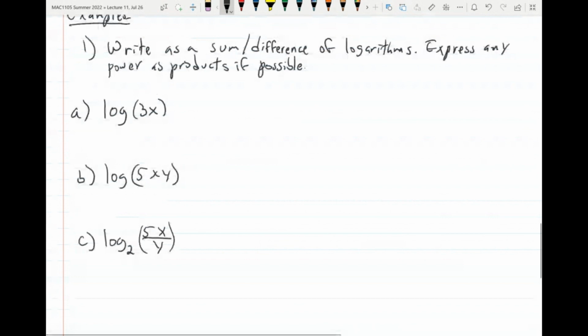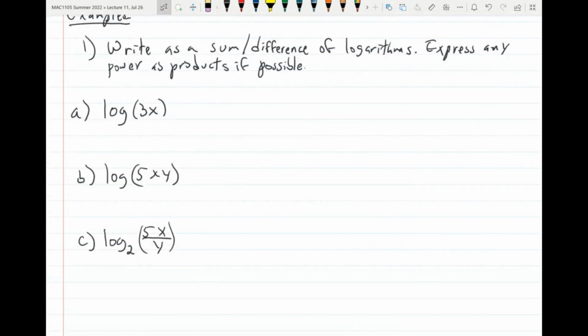Okay, let's do this trick just to start warming up. For example, our job here is we're given a single expression, and then we need to write it as a sum or difference. And if there are any powers showing up, then we need to write them as products. In this case, there are no powers, so we don't have to worry about it. And of course, the idea is using the properties that we have above.